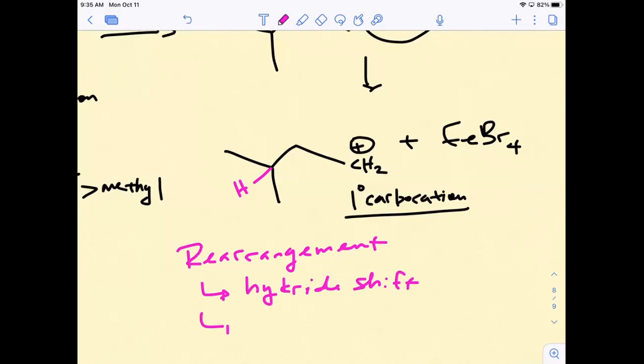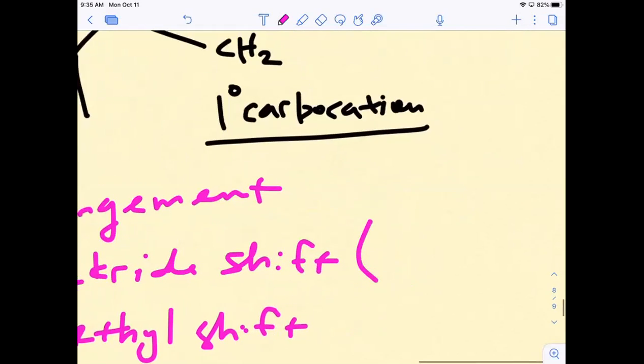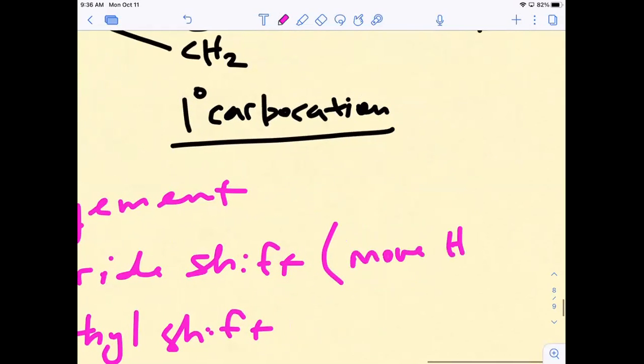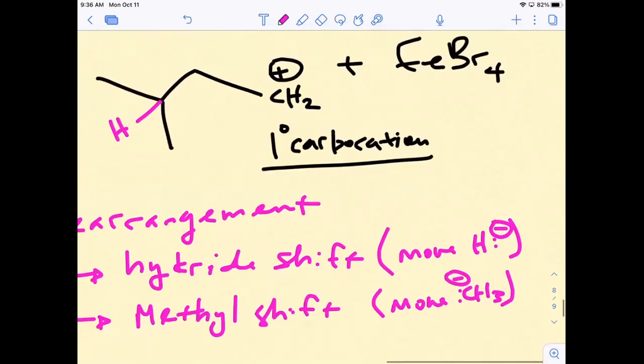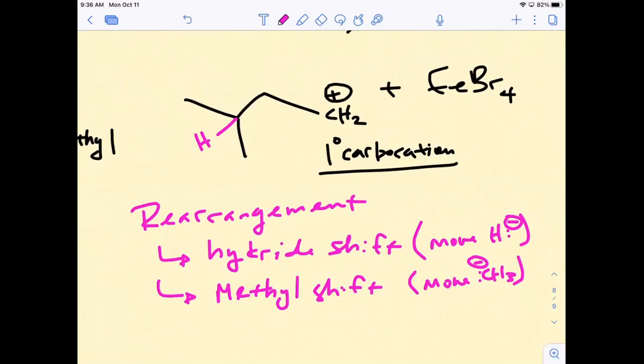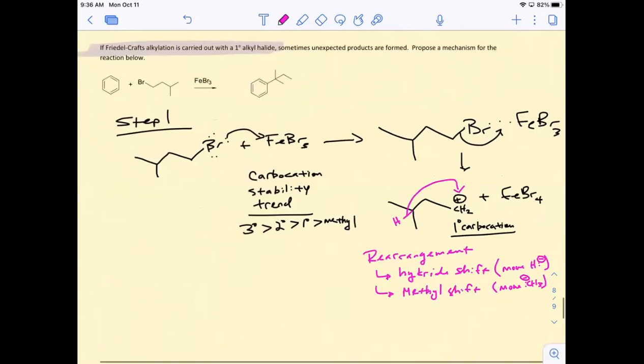Right, there are other rearrangements that stabilize carbocations, methyl shifts, where you move, right, you can move a methyl group or you can move a hydride. In this case, we have a hydrogen that can shift over to here. All right, so if we do a hydride shift, let me move this out of the way.